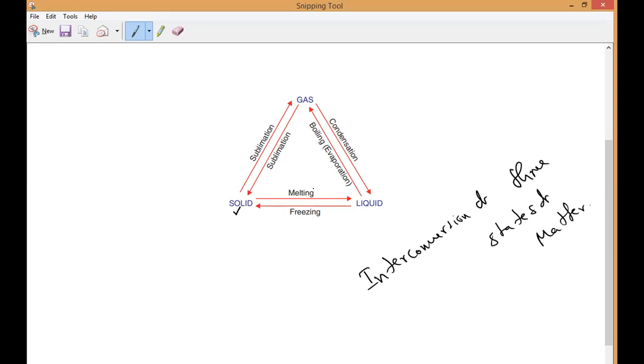Solid to liquid, what is the process called? Melting. Solid to liquid, melting. It is also called as what? Fusion. Understand? That is next.